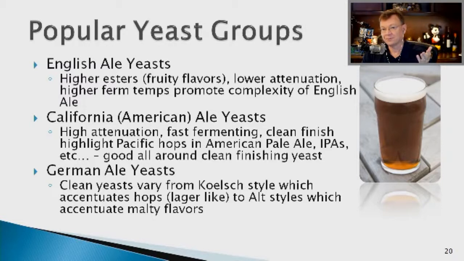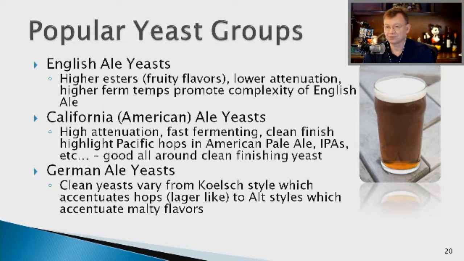If we look at the opposite of an English ale yeast, it's probably the California ale yeast, which is high attenuation. So it ends up with a really low finishing gravity. They're fast fermenting. They have a clean finish. They're used to highlight the hops in the beer, which is why most of the IPAs here are made with something like a California ale yeast. They give a good clean finish to the beer, so you can really highlight the hops, which is really what everybody's trying to do here in the United States now.